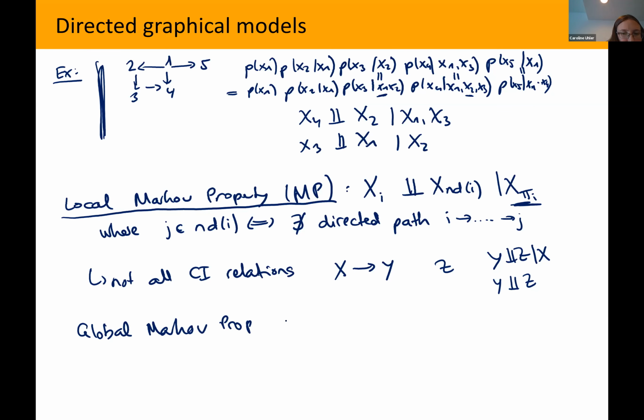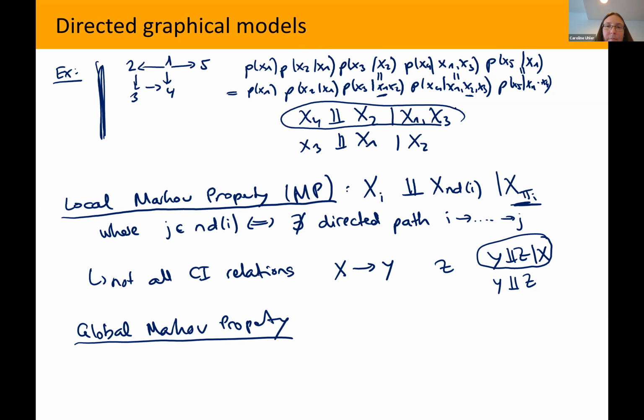Excuse me, this is Will again. Can you explain how this local Markov property gives us, for instance, this one condition that you had? I'm thinking about x4 independent of x2 given x1, x3 in the top graph. I'm not seeing that at all.